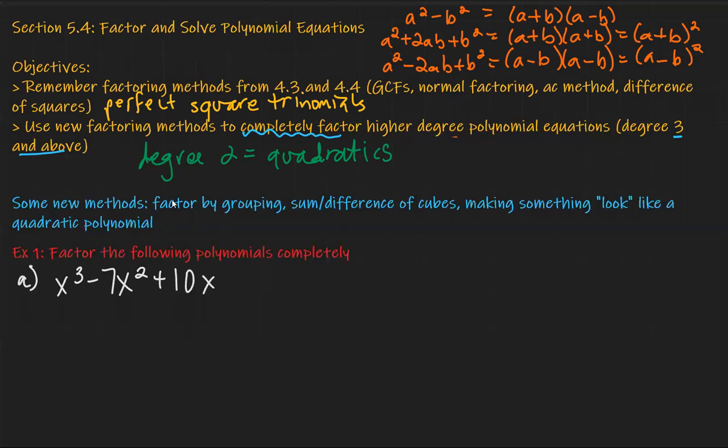Some new methods that we're going to use are factor by grouping. We're used to this because we use that in our AC method. If we had ax squared plus bx plus c, we would take our a times our c, find the factors of a times c that add up to b, separate the bx term into those two pieces, and then factor by grouping from there. It's kind of like that, but we won't have to do that extra setup. We'll just factor by grouping immediately, and we'll see what I mean by that when we get there.